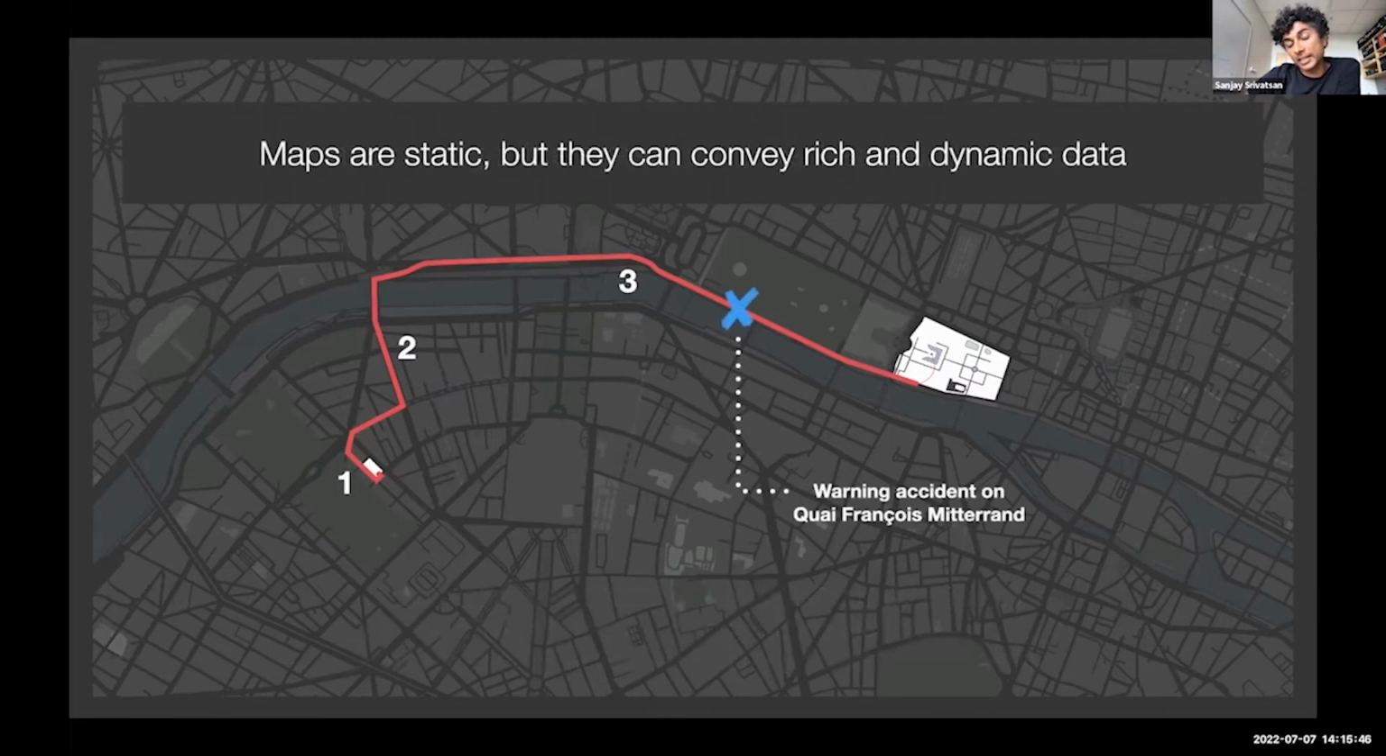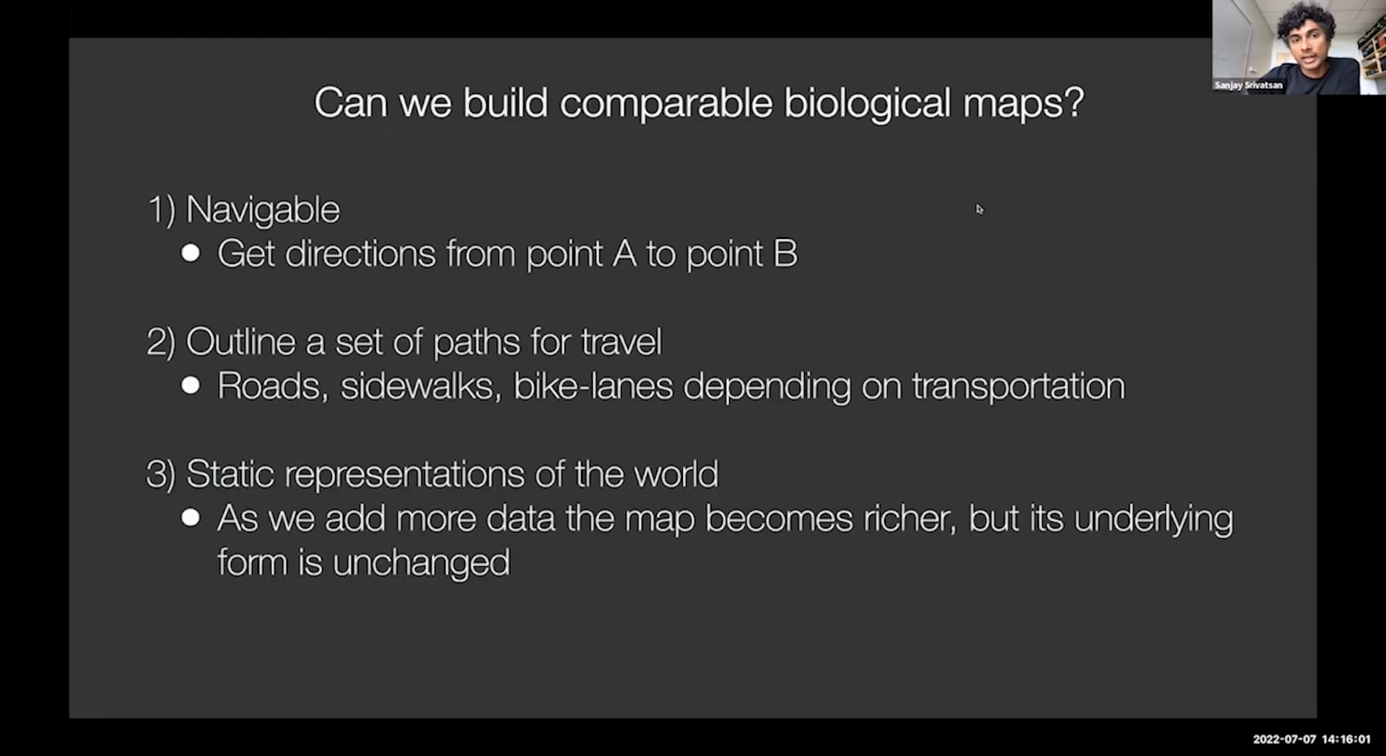These maps, at least in terms of Google Maps, are static because they're fixed representations, but they can convey rich and dynamic data. So for example, if there's an accident here, maybe Google Maps can help us reroute and find a different way to get where we're trying to go.